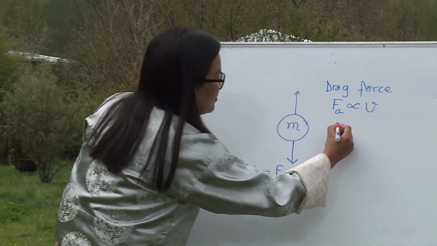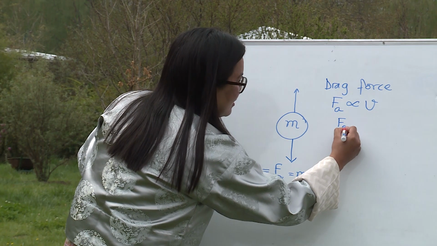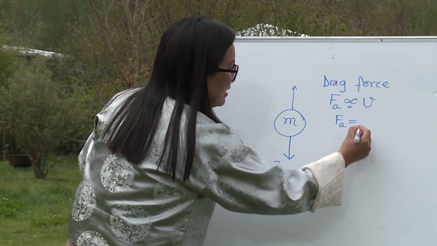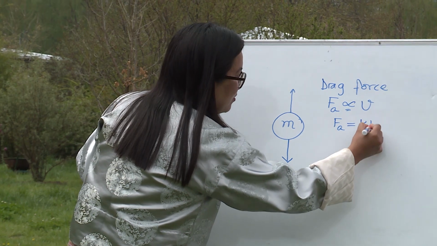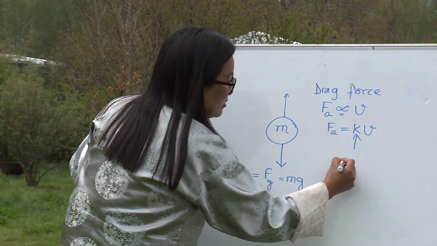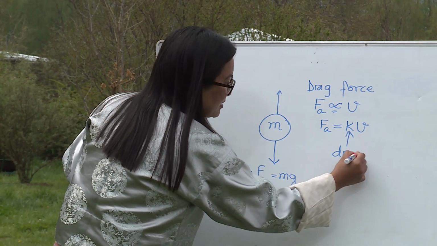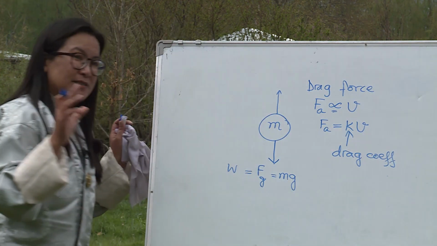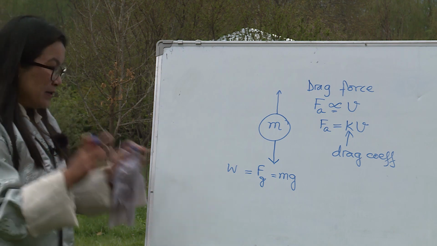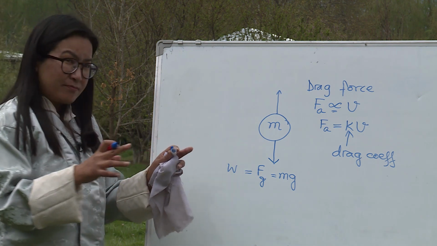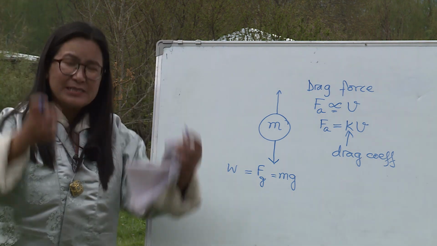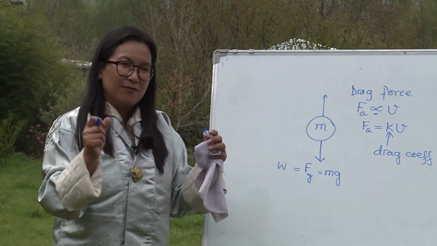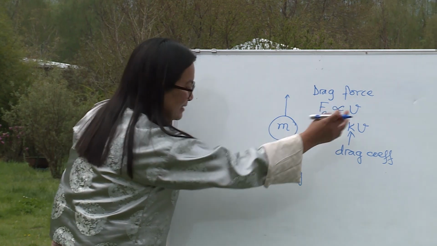Now, let me remove the proportionality with an equal to sign, and then you will have a constant which is called the drag coefficient. This drag coefficient also depends on a few things. It depends on the atmosphere in which it is falling. It also depends on the surface area of the body. We'll talk about it later.